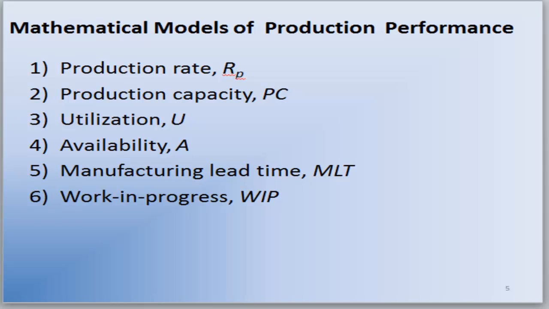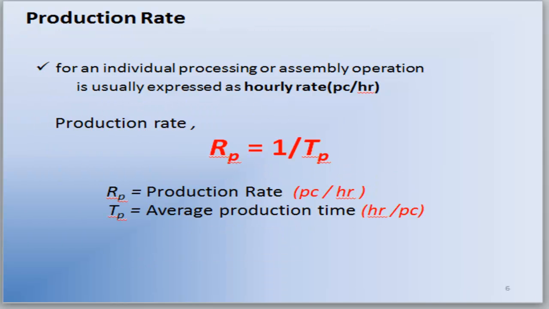Let's go to the first one, production rate R. Production rate for an individual processing or assembly operation is usually expressed as an hourly rate. That means completed work units per hour. We will consider how the production rate is determined for the three types of production: batch production, job shop production, and mass production.